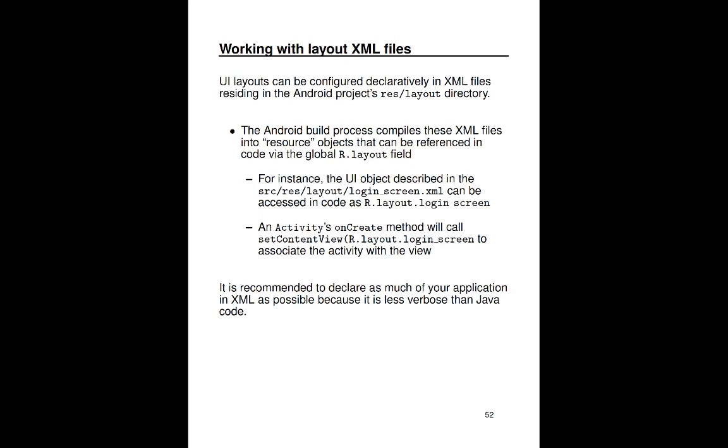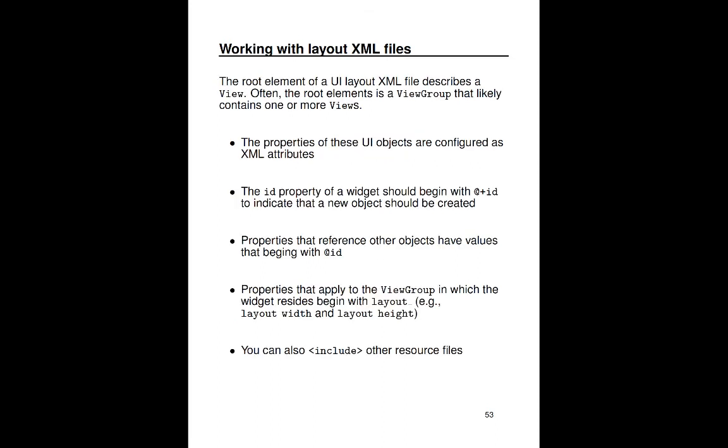Now I recommend that you use XML to declare as much of your application layout as possible. It's less verbose than Java, and the tools support it really well. This XML file describes views. Very often the root XML element will be a view group that contains one or more views. This is the layout of your screen. The properties of the UI objects, the views and the view groups, are configured as XML attributes.